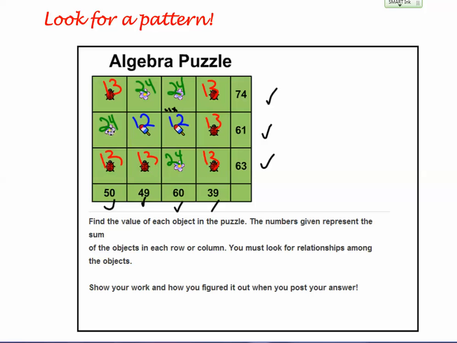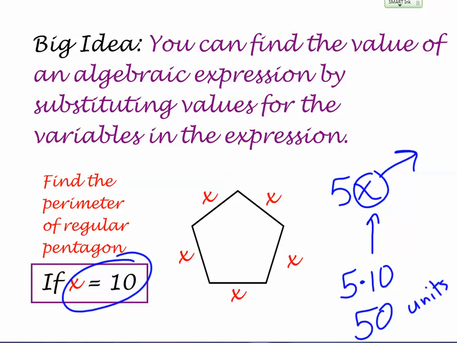And once you know a flower and a ladybug, add those together and subtract from 61, and you know that 2 popsicles are 24, so divide 24 by 2, and each popsicle has to be 12. And then you simply check by filling in the boxes, adding each row and column, and you know you've got it right.